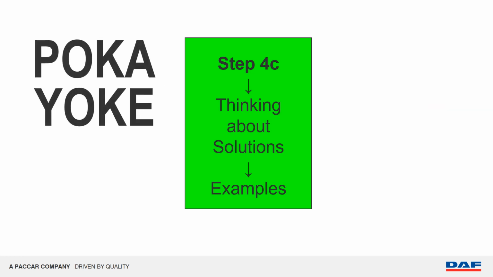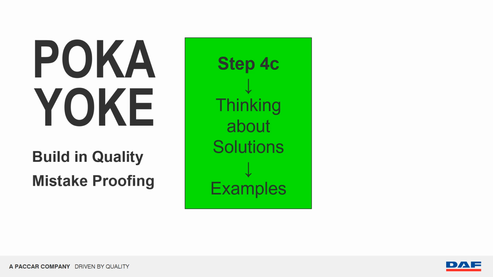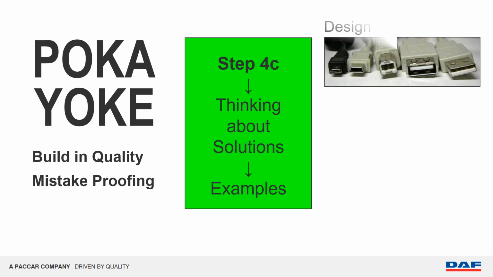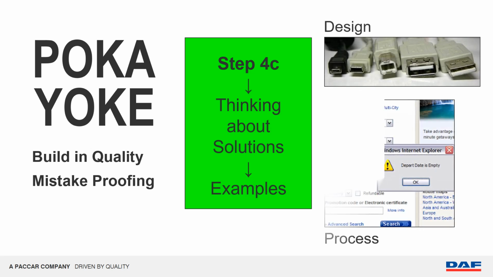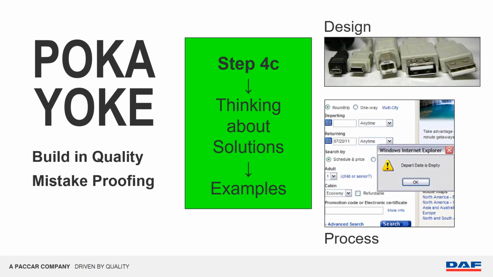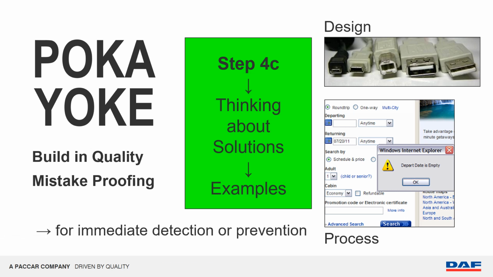Poka-yoke. Because human errors are inevitable, we aim to build in quality. We aim to prevent mistakes from occurring by mistake-proofing our processes so it cannot go wrong. By implementing Poka-yoke designs or Poka-yoke processes. Poka-yoke solutions are always preferred, either detecting the problem close to where the problem occurs or to prevent the problem from happening at all.